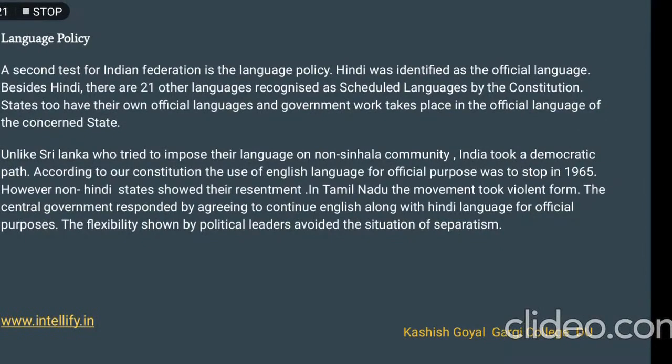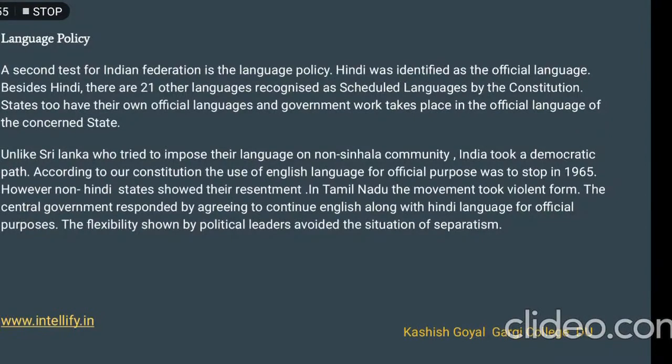But this provision saw great protest and violent eruptions in South India because the people were non-Hindi speakers. They were the non-Hindi states, so they felt that it would be wrong for them because Hindi is not their first language, not their mother tongue, not their national language. So how come only 40% of Indians speak Hindi, and how can it become the national language? So the central government responded by agreeing to continue the use of English along with Hindi for official purposes.